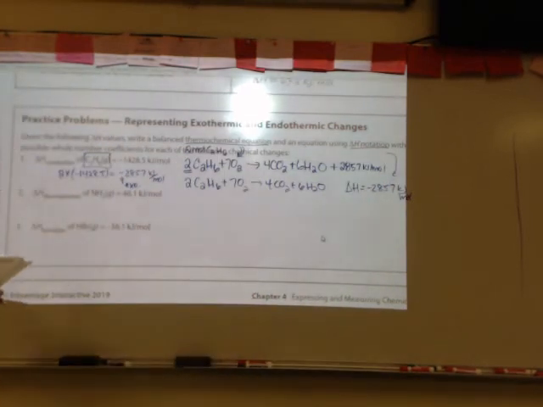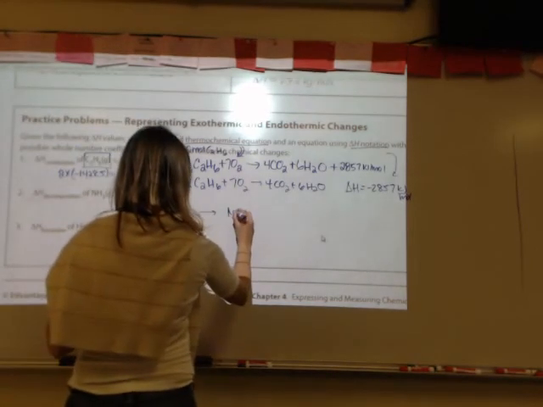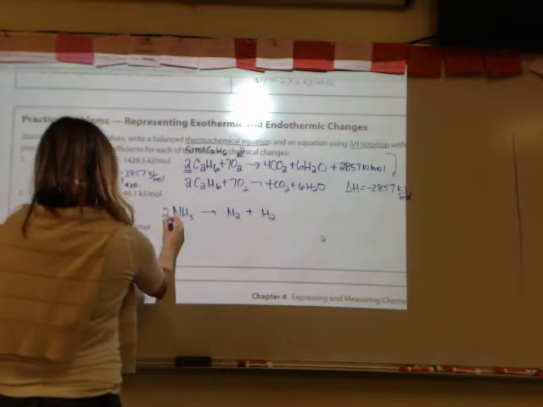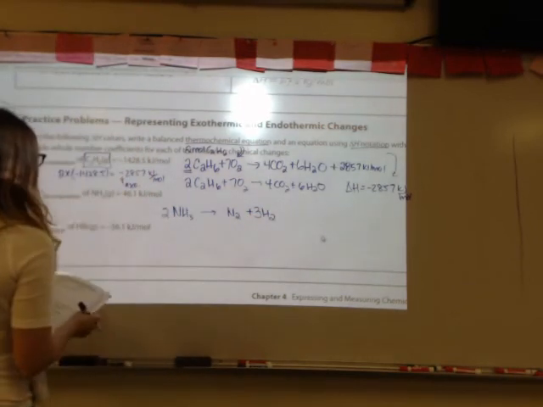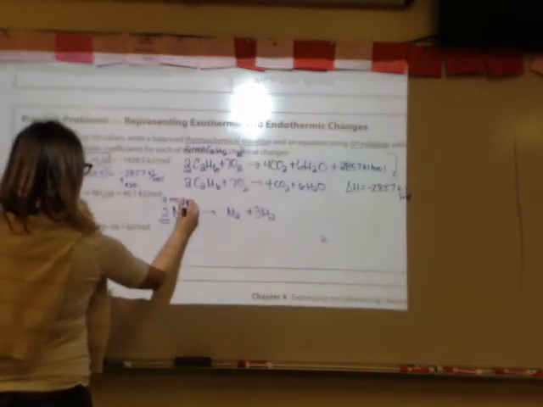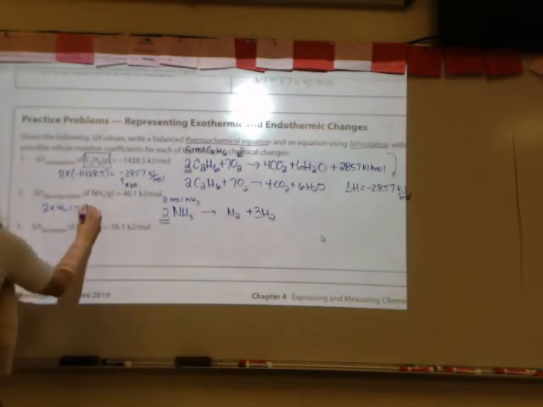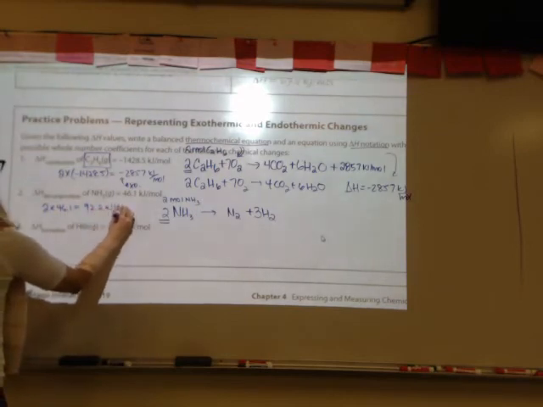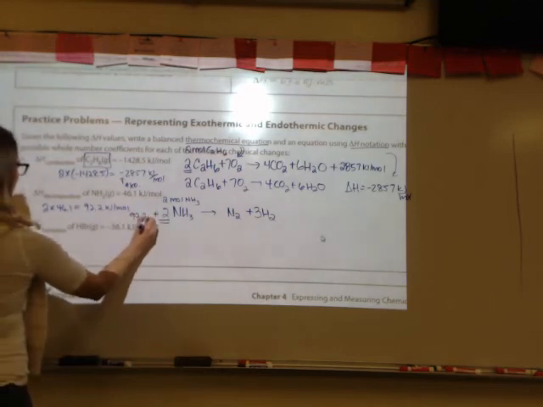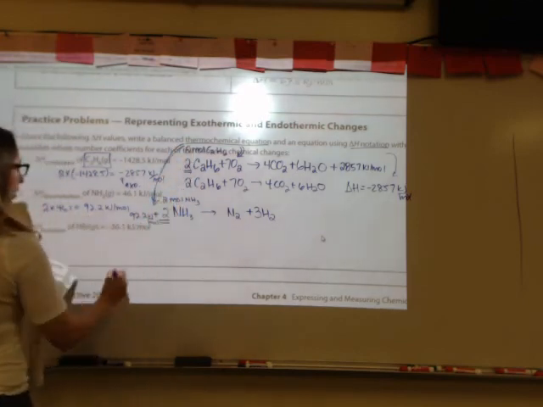Okay? For number 2, we're looking at the decomposition of ammonia. So ammonia decomposes into nitrogen and hydrogen gases, and your coefficient is going to be 2, 1, 3. And if this is kilojoules per 1 mole of NH3, and I have 2 moles of NH3, you need to multiply the 46.1 by 2 to give you 92.2. Since it's a positive delta H, that means that you would include the 92.2 on the reactant side. So this is your thermochemical equation here.